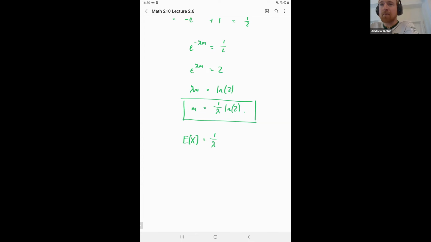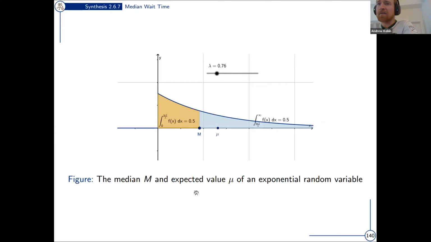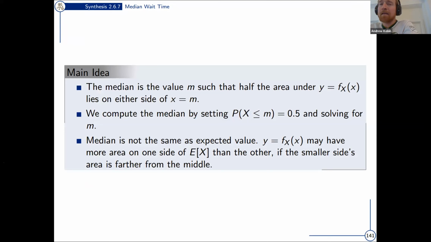So let's wrap things up with a few observations and summary questions. By the way, here's the graph of that situation. You'll see the median is here. 50% of the data is shaded on either side. And then mu, the expected value, is to the right of that. The punchline here is, for median problems at least, the median is the value so that half of the area of the function is on either side of that value. We can compute it by setting the probability expression equal to 0.5 and solving for m, like we just did.